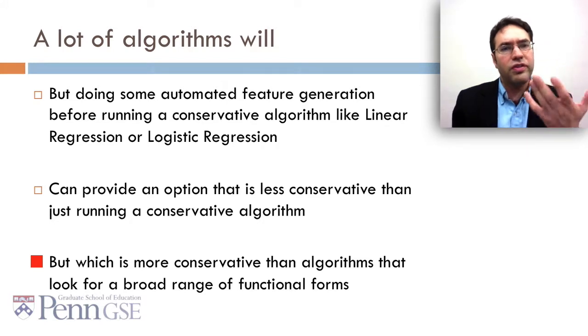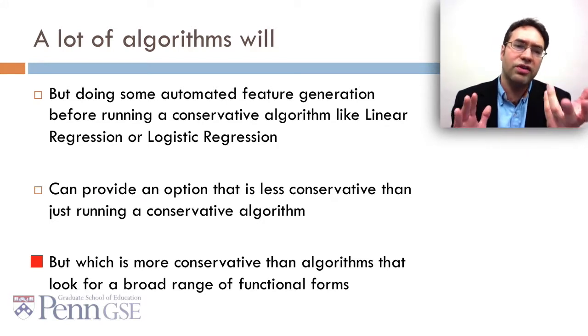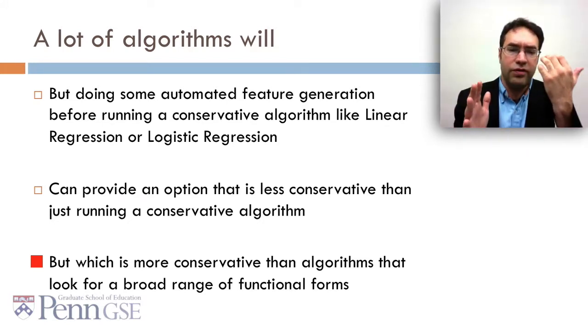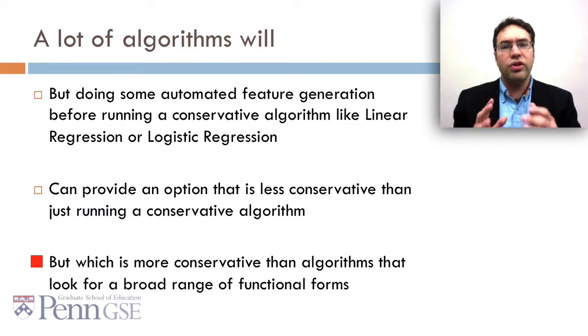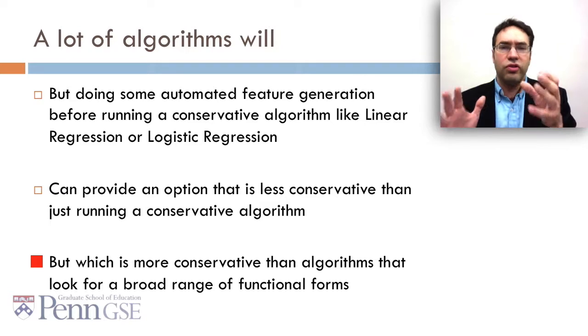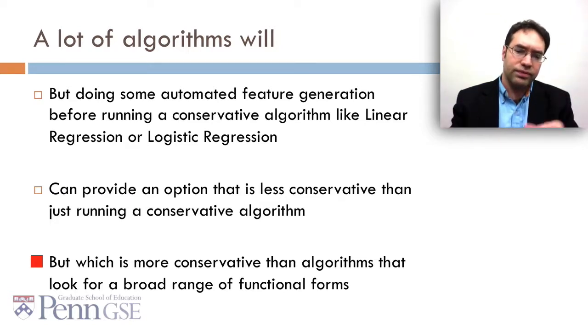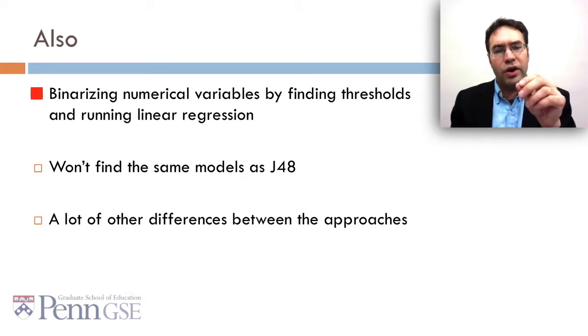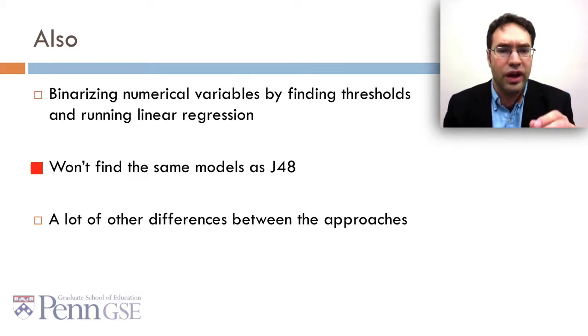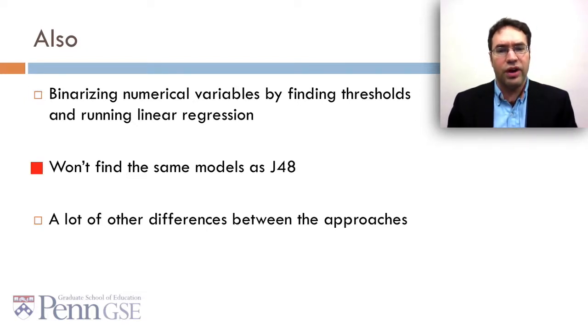The trick is that specific algorithms like J48 will do specific types of transformation or automated feature generation, but they won't do all of them, and you don't get to pick. If you do it yourself, you get to pick what you're doing, and then you can use a conservative algorithm if you want. Also, binarizing numerical variables by finding thresholds and running linear regression, even though it's theoretically similar to J48, it's not going to find the same models as J48. There's a lot of other differences between the approaches.